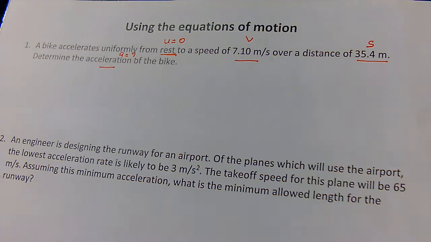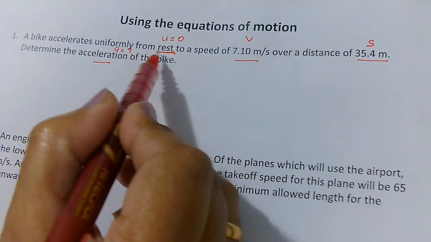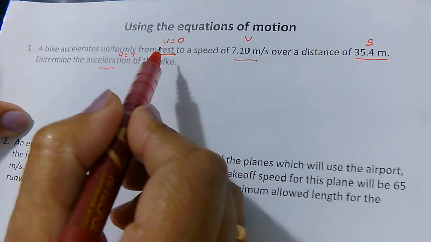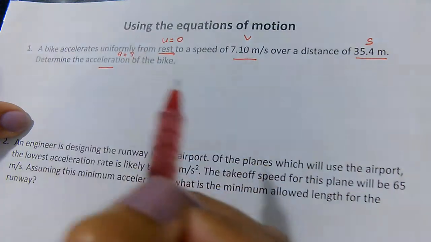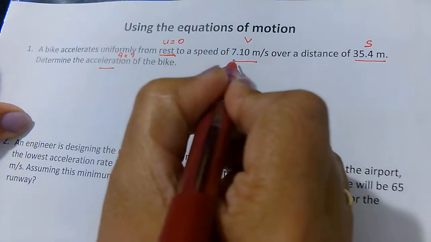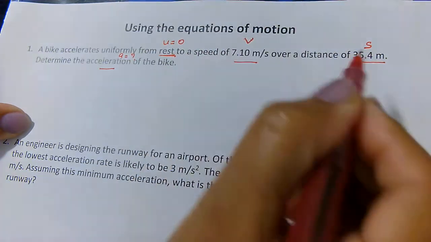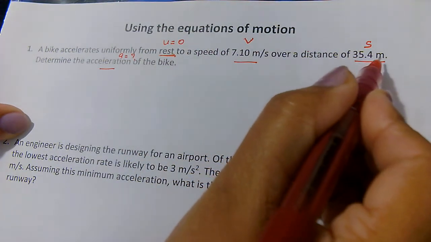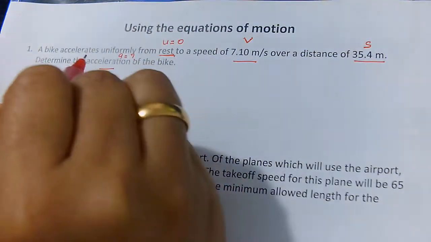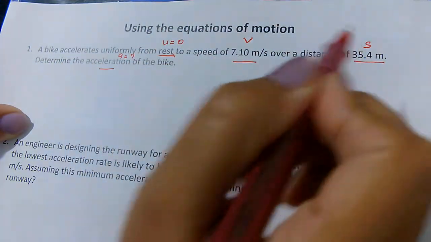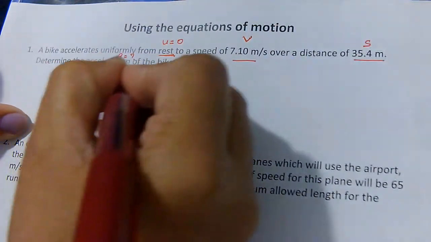So if you look at the first question, a bike accelerates uniformly from rest. Whenever they tell you from rest, it means that the initial velocity is 0. That's why I have put u equal to 0. To a speed of 7.1 meters per second, so that is our v. Over a distance, units are fine. So determine the acceleration. They have given us u, v and s, and they want us to find a.